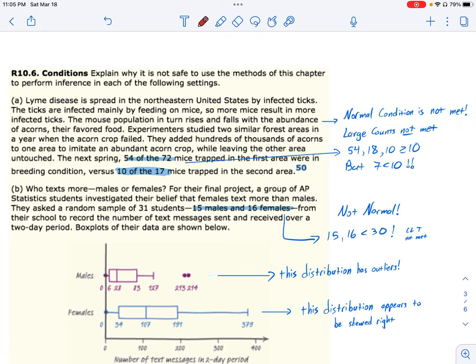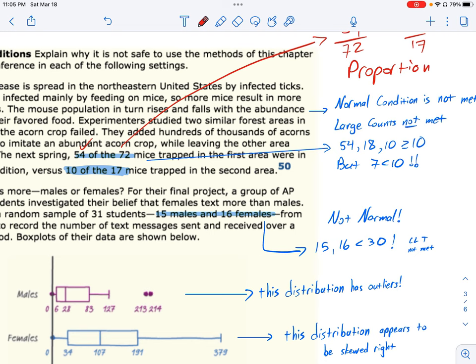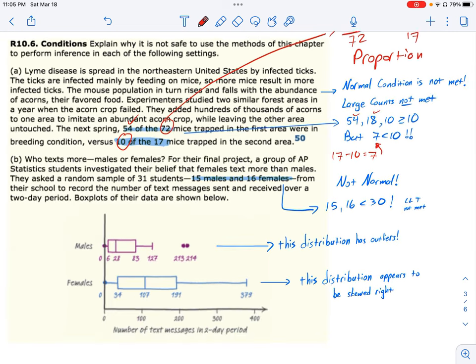How did I know? Maybe I should not gloss over this. This is a proportion, right? It's like 54 of the 72. That's a proportion. 10 of the 17, okay? That's a proportion. But we're almost there, right? 54 is good. 54 plus 18 is 72. 10 just makes the cut, but 17 minus 10 is 7. So that's the failure, so to speak, in that sample. So I had one of them that didn't make it.